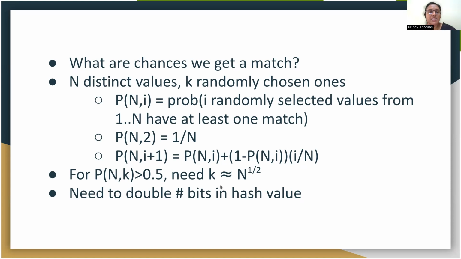If k is equal to n raised to 1 by 2, then the probability becomes greater than 0.5. So the solution is that the number of bits must be at least doubled. In this case, the number of bits must be at least doubled.